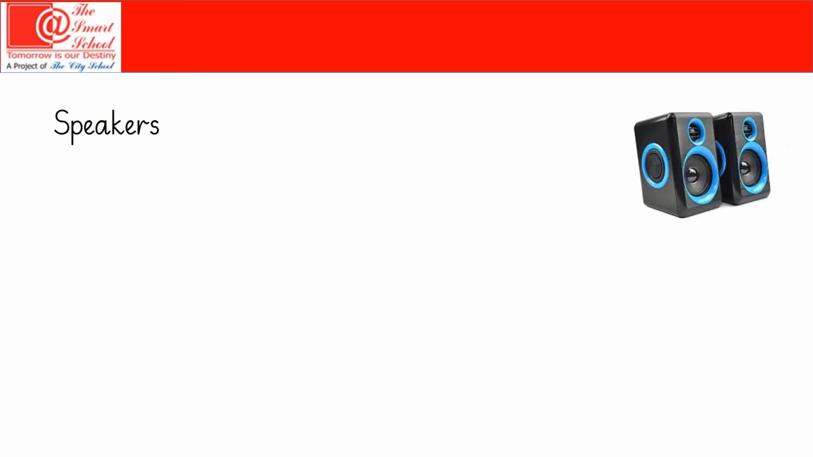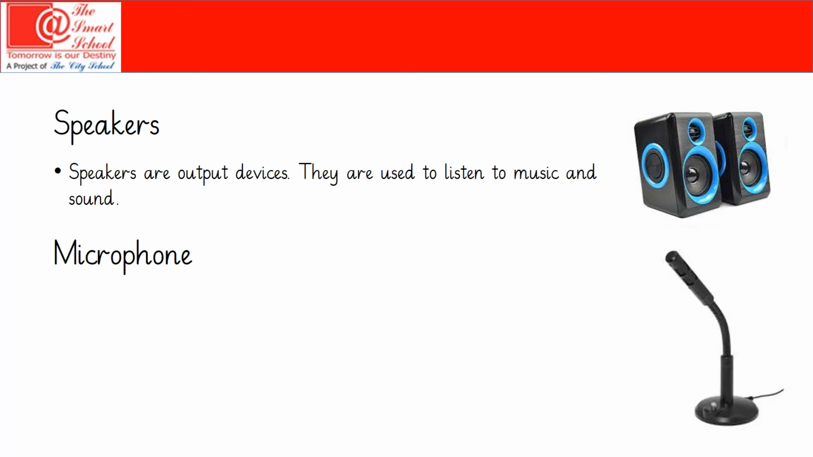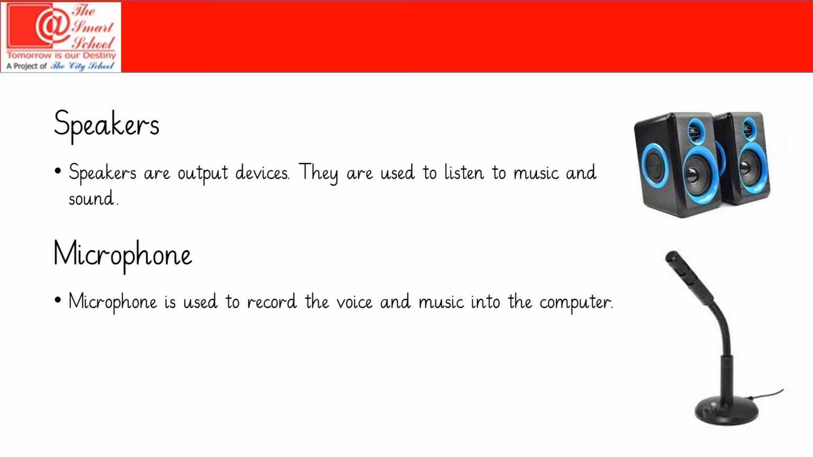Now, students, can you identify which output device is it? Yes, it is speakers. Can you tell why do we use speakers? Yes, we use speakers to listen to sound and music. Now students, can you tell me which computer device is it? Yes, it is a picture of a microphone. And why do we use a microphone? We use a microphone to record sound or music into the computer.